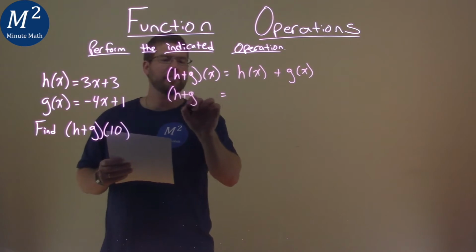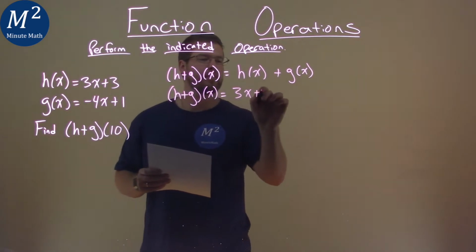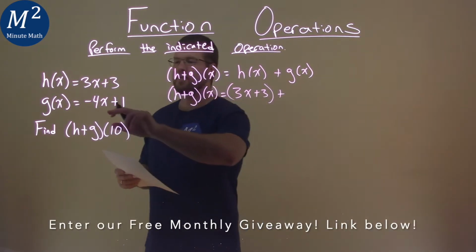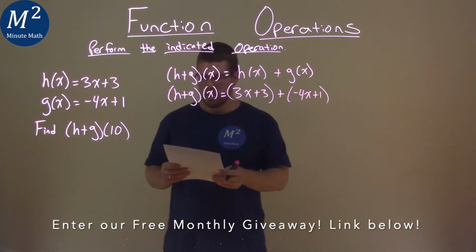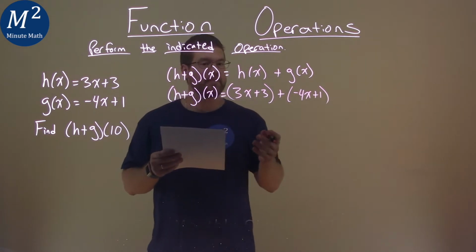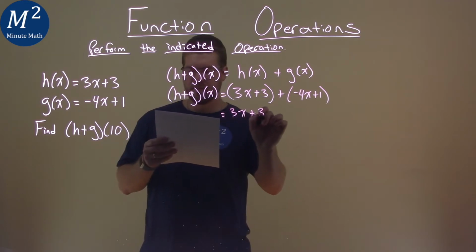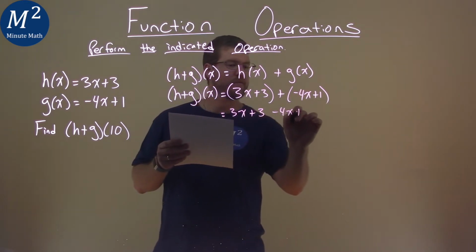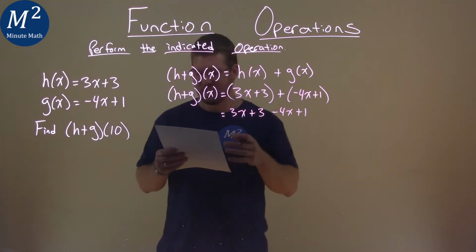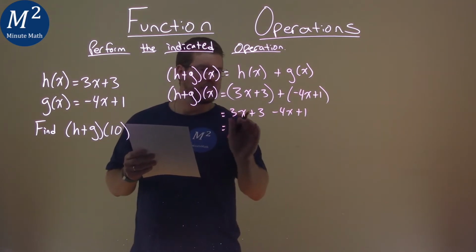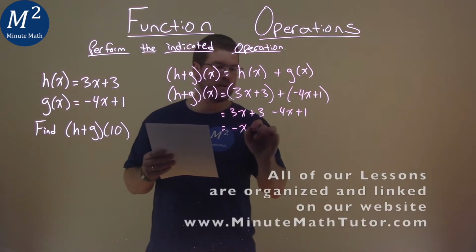So, labeling it out, h of x is 3x plus 3, and g of x is negative 4x plus 1. Okay? So now what I want to do is combine them. So, let's keep this going. 3x plus 3 minus 4x plus 1 kind of makes it a little easier to see. Okay, and just without the parentheses, we can combine them together if we want to. 3x minus 4x is a negative x here, and then 3 plus 1 is 4.